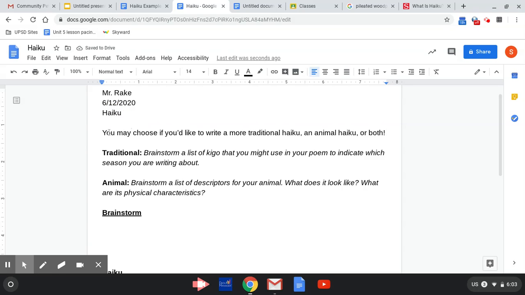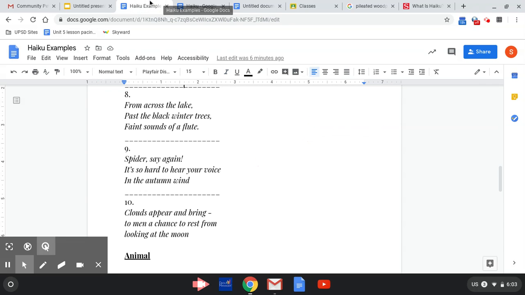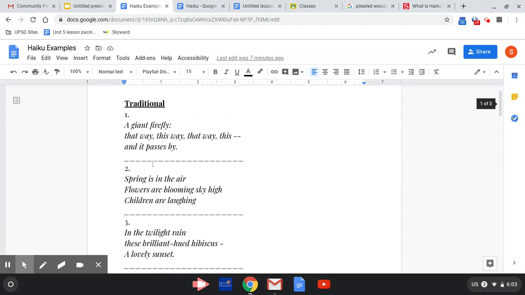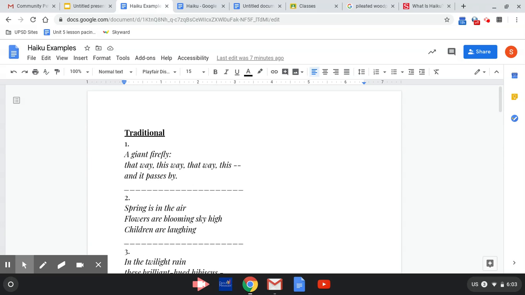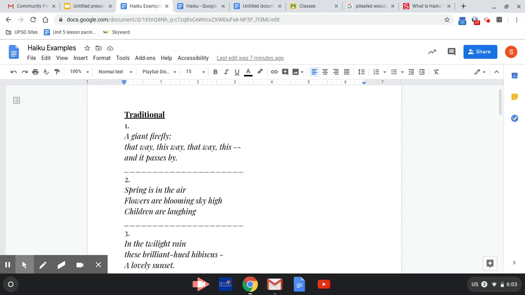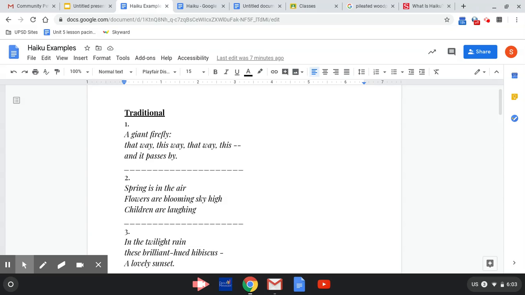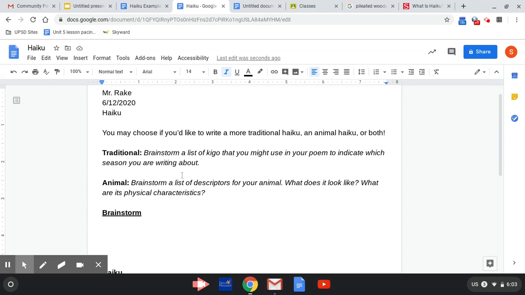So today it says you may choose if you'd like to write a more traditional haiku, an animal haiku, or both. So when I'm talking about a more traditional haiku, I'm talking about the kinds of haiku that we read yesterday. The kind that really just describes one moment in time, almost kind of like a picture, and that has a kigo, a seasonal word. So if you'd like to write a more traditional haiku, that's great. Or you can write an animal haiku.